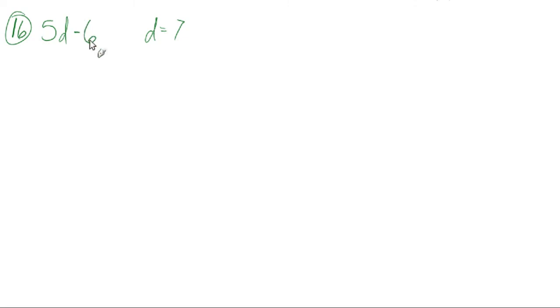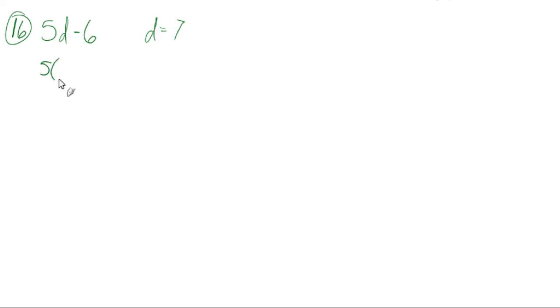Now this is an equation. We're saying d is equal to 7. This is not an equation. We're saying that 5d minus 6 is just saying if you ever do come across a d, multiply it by 5 and subtract 6 from it. That's what this expression is, more like instructions.